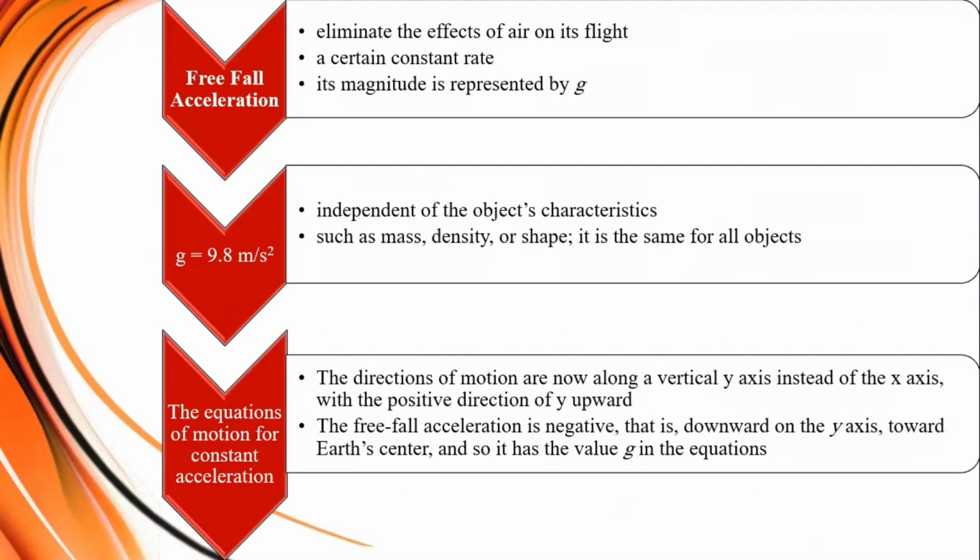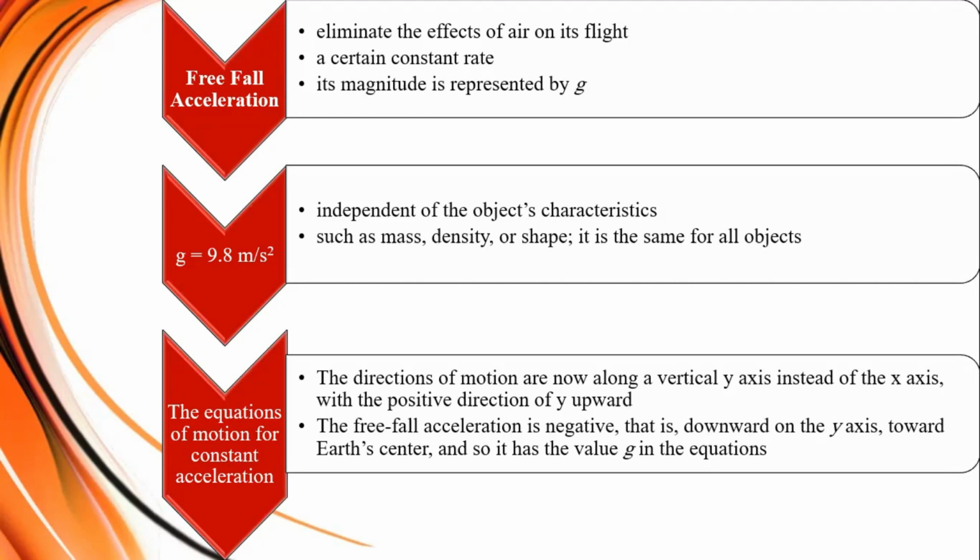Free fall acceleration. If you toss an object either up or down and could somehow eliminate the effects of air on its flight, you would find that the object accelerates downward at a certain constant rate. That rate is called the free fall acceleration, and its magnitude is represented by g. The acceleration is independent of the object's characteristics such as mass, density, or shape. It is the same for all objects.